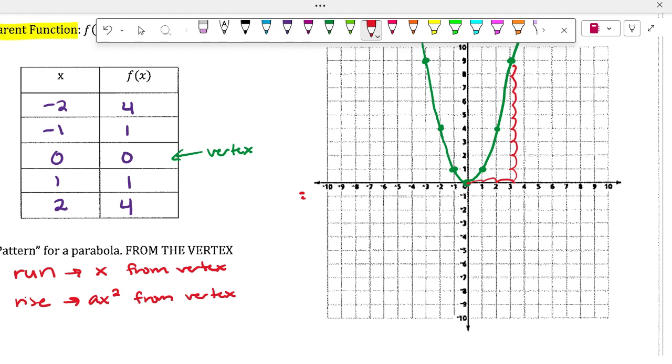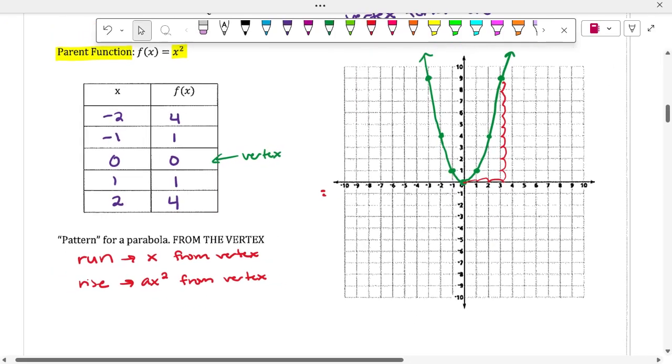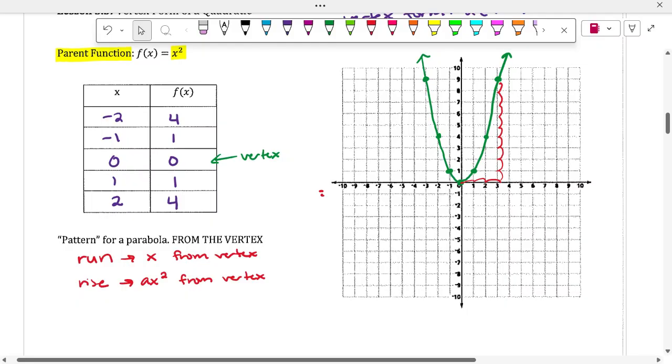Now, while that looks like, well, didn't we already do that when we made the table? Yes, but that's because it's the parent function. You'll see it more when the vertex is shifted away from the origin. All right. So just something to think about. We'll practice it more with non-0, 0 vertex. Any questions on the parent function?